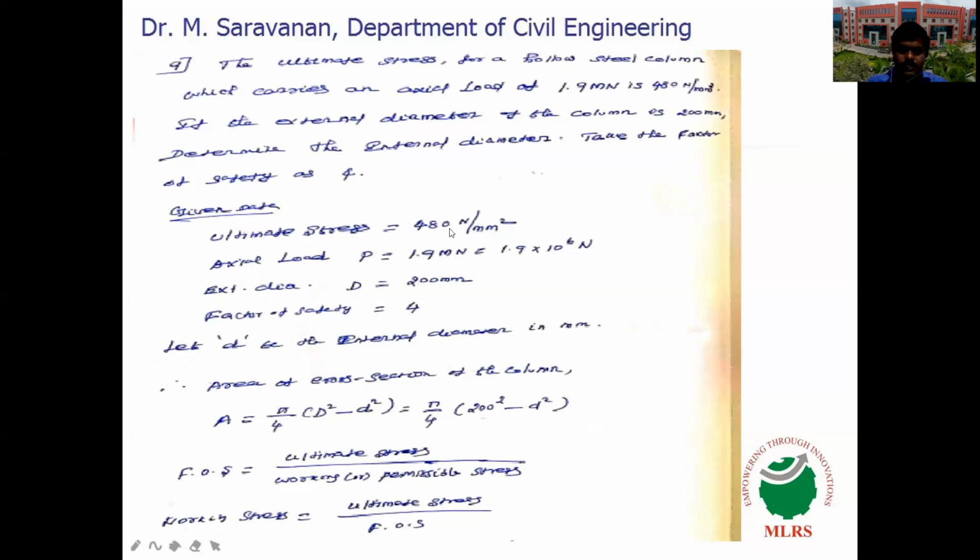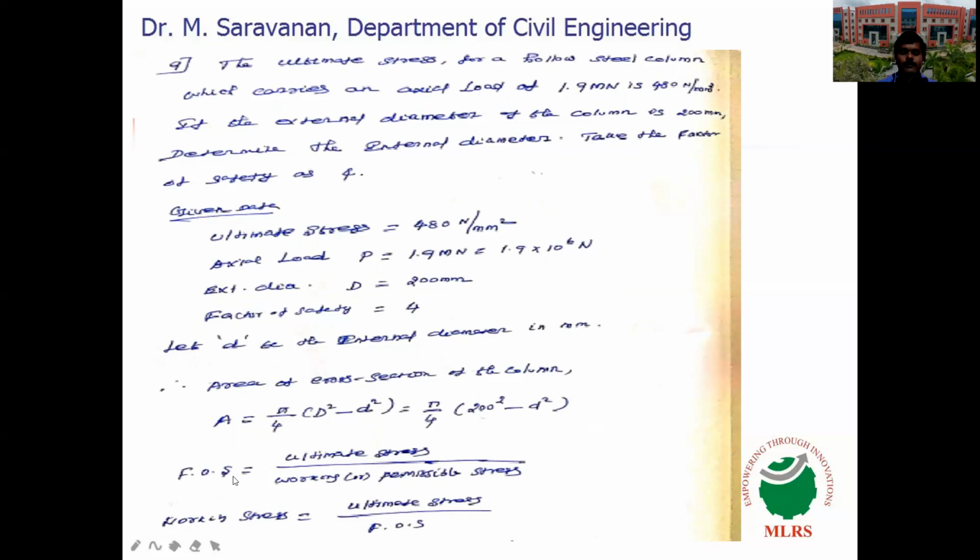So ultimate stress given 480 Newton per mm square. Axial load given, P is equal to 1.9 meganewton, therefore 1.9 into 10 power 6 Newton. And the external diameter D given 200 mm. Factor of safety 4 given. So let d be the internal diameter in mm. So area of the cross section of the column A is equal to pi by 4 into capital D square minus small d square. Therefore, pi by 4 into capital D given 200 square minus small d square, small d not given, that we have to find out.